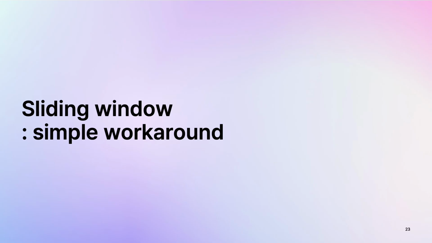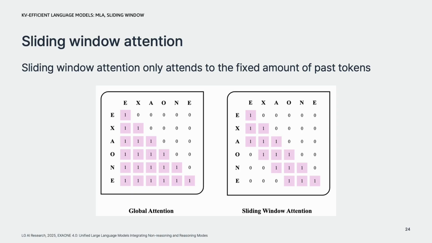And next is sliding window attention, which is a popular, simple workaround to reduce the KV cache size. And sliding window attention is really simple. Sliding window attention only attends to a fixed number of past tokens. So let's look at this picture. The left shows the global attention, which is basically the vanilla attention. So when the query token is E, it attends to itself, E, and also the 5 previous tokens.